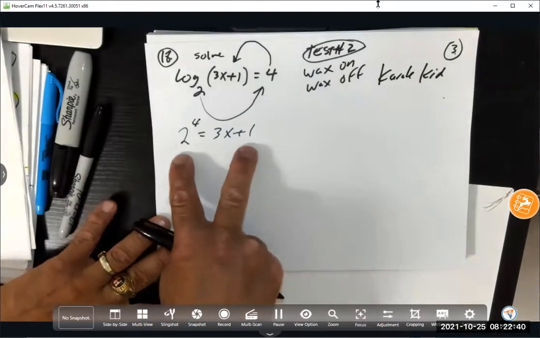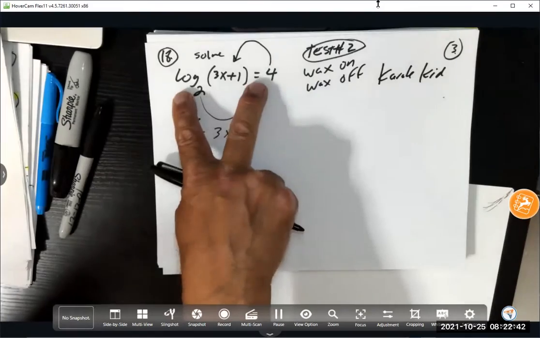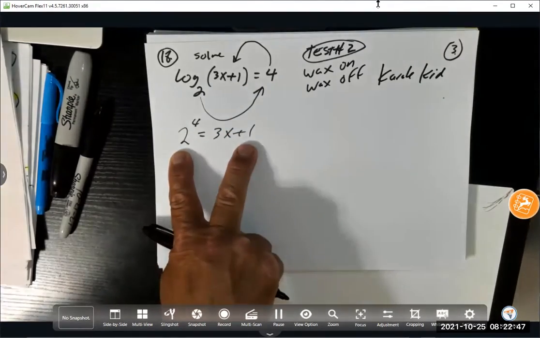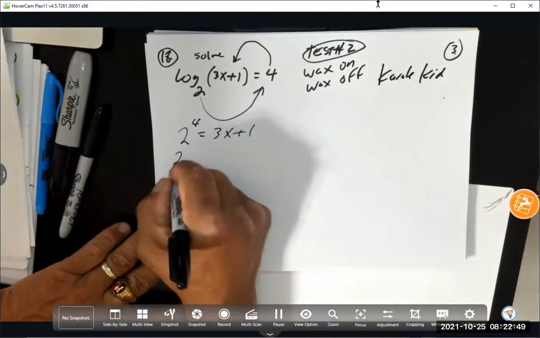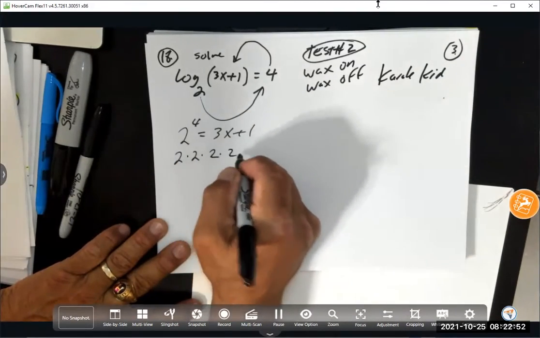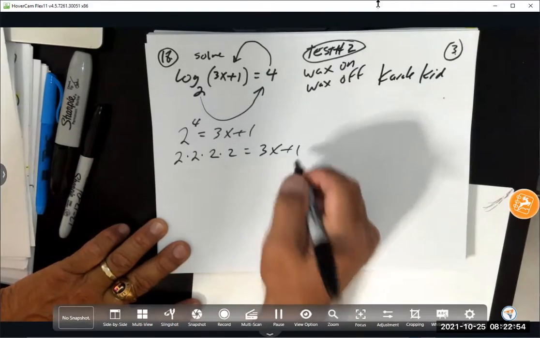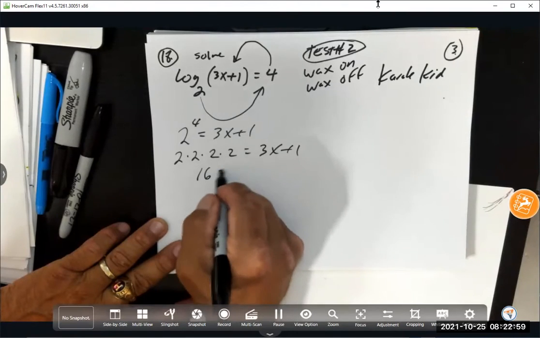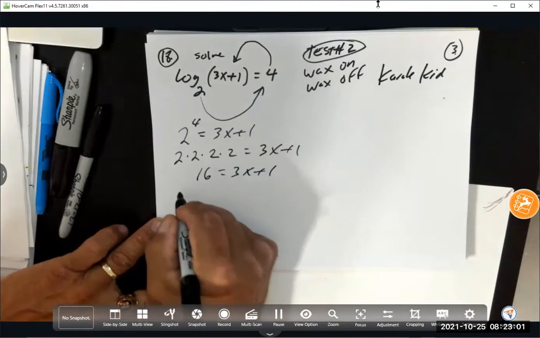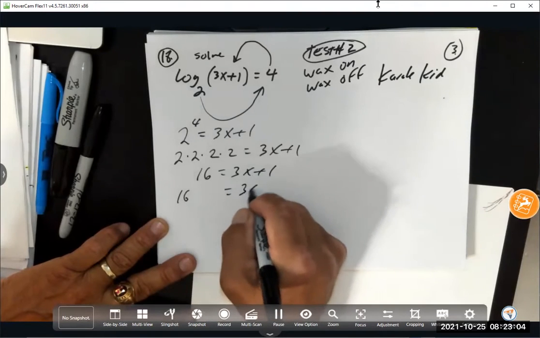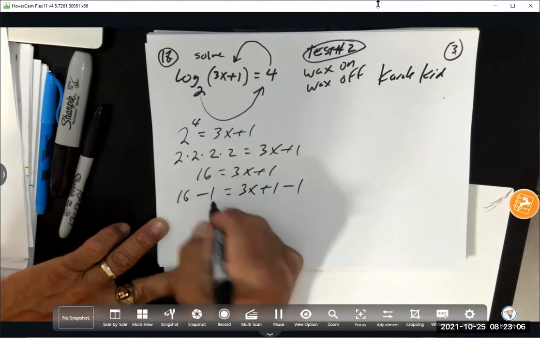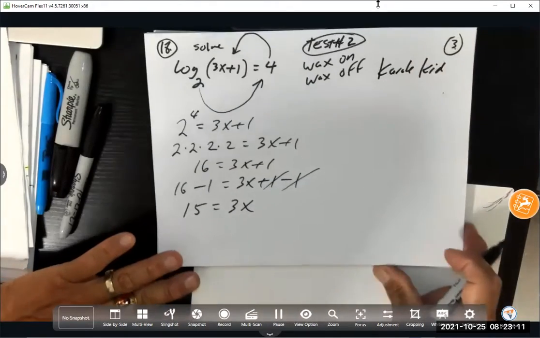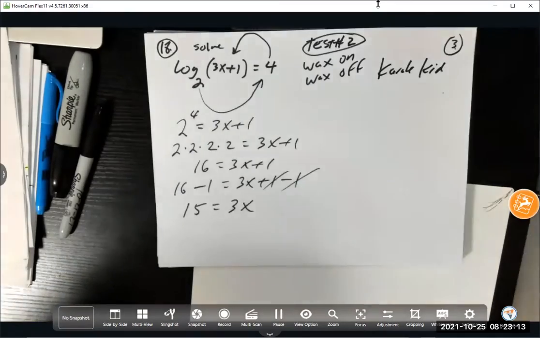Is everybody okay right here? So first you need to go from this step, rewrite it. Okay. Now, calculator. All right, you do this. 2 times 2 times 2 times 2 is, I don't know, how much? 16. Okay. All right, so now I'm gonna subtract. Let's do that first. Minus a 1, minus a 1. So I have 15 equals 3x. These are gone. So now I still need to do one more step. What do you think I have to do?